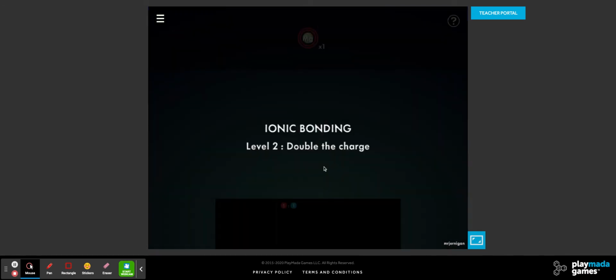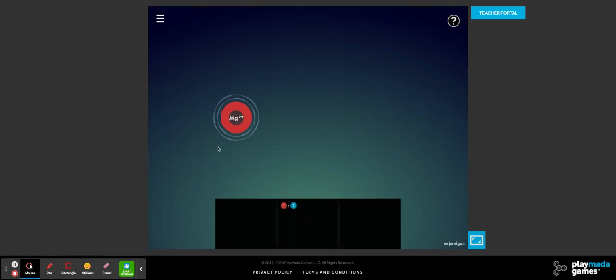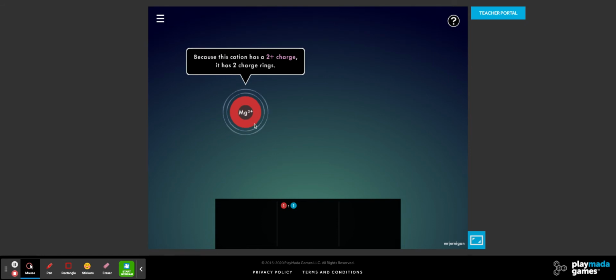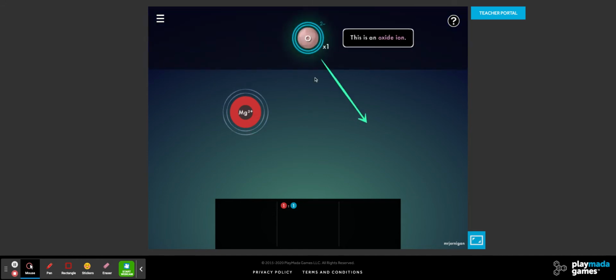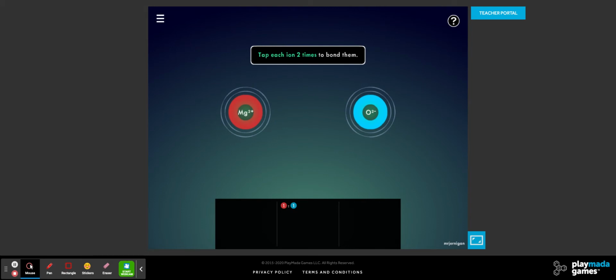Okay. So now what happens if it's not just a +1 charge? Well, sometimes atoms gain or lose 2 electrons. So if you gain 2 electrons, you're -2. If you lose 2 electrons, you're +2. So in the case of magnesium and oxygen, magnesium will lose 2 electrons to become +2.